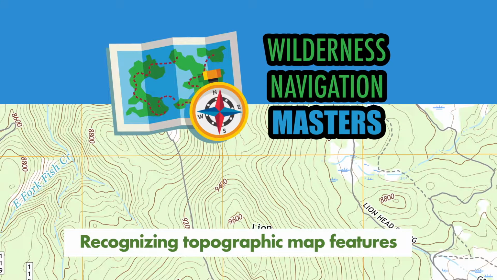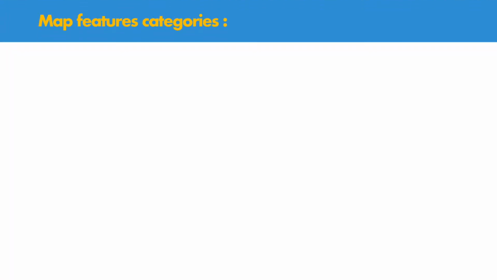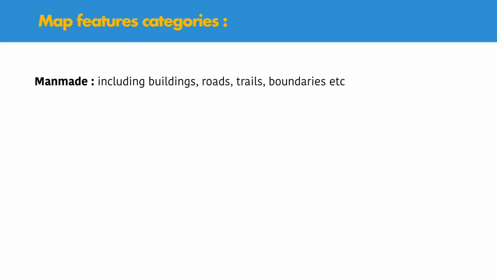to recognize the topographic map features. When I say how to recognize the topographic map features, I simply mean how to recognize that this is a lake, this is a mountain, this is a trail, etc. If we want to classify the map features into different categories, we will have four main categories. The first one is the man-made, including buildings, roads, trails, boundaries, etc.